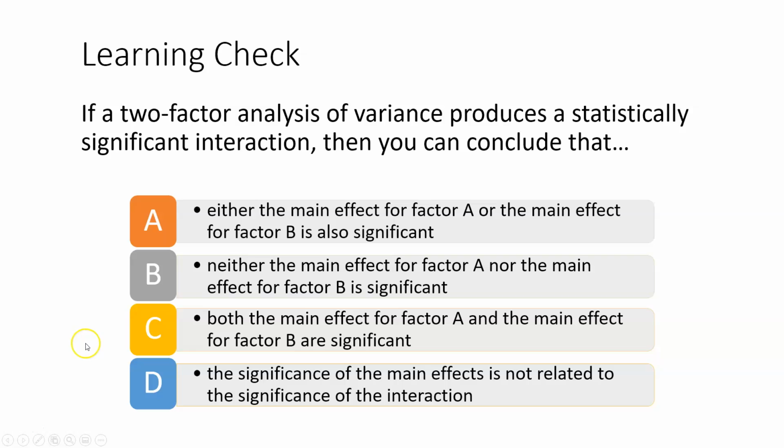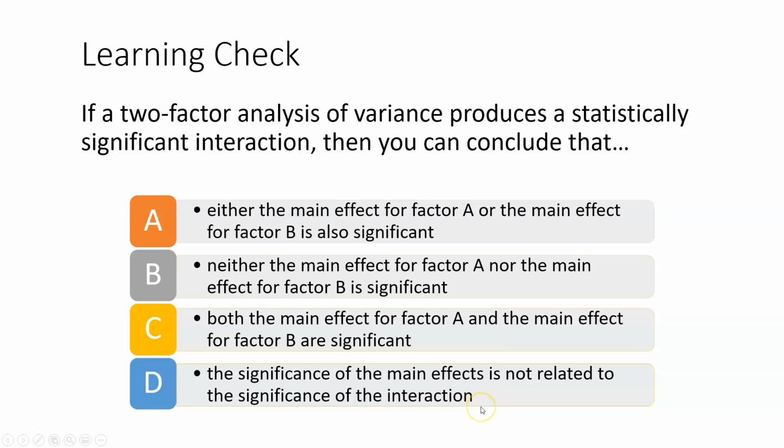I have a couple learning checks before we finish our day here. The first one is, if a two-factor analysis of variance produces a statistically significant interaction, then you can conclude which of these things. Pause your video and play when you're ready. The correct answer here is D. The significance of the main effects is not related to the significance of the interaction.